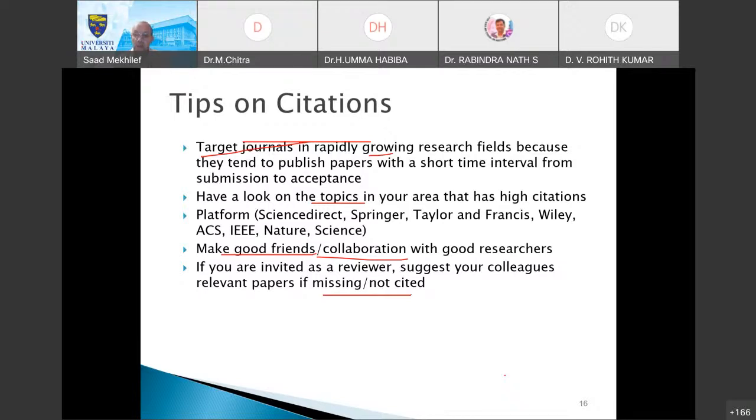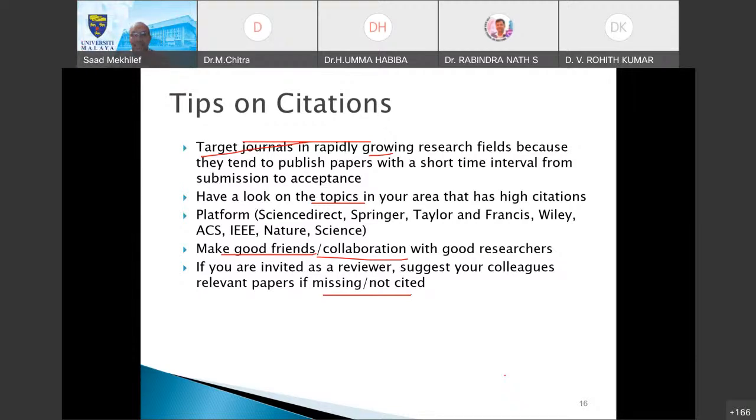Because when we submit journal papers and sign, we sign a copyright, unless it is open access. If it is open access, I think you have no problems. You can just put the link and everyone can download it, because now the trend is moving to open access.